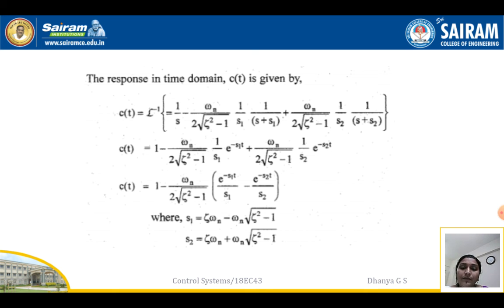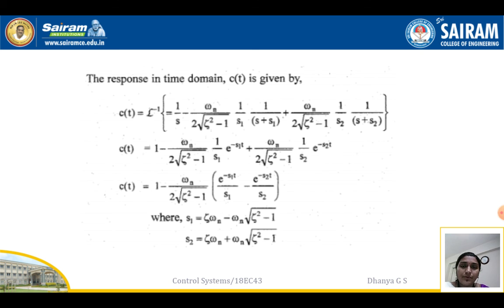Now we have to go for finding out the value. Once you find the value, you will get C of t as 1 minus omega n divided by 2 into root of zeta square minus 1 into 1 by s1 into e power minus s1 t, plus omega n divided by 2 into root of zeta square minus 1 into 1 by s2 e power minus s2 t. Once we simplify this, you will get the equation as 1 minus omega n into root of zeta square minus 1, because it is common for both the terms. The remaining is e power minus s1 t divided by s1 minus e power minus s2 t divided by s2, where s1 and s2 you have already declared: s1 is zeta omega n minus omega n into root of zeta square minus 1, and s2 is zeta omega n plus omega n into root of zeta square minus 1. So you got the Laplace equation.